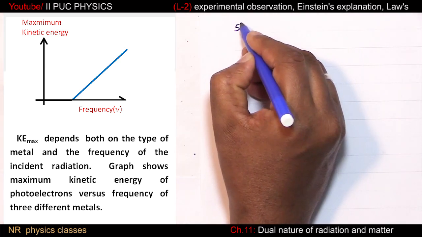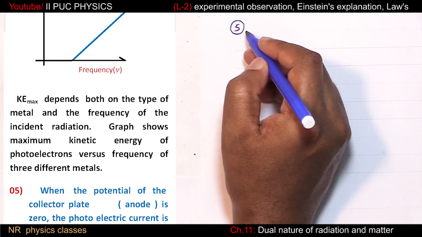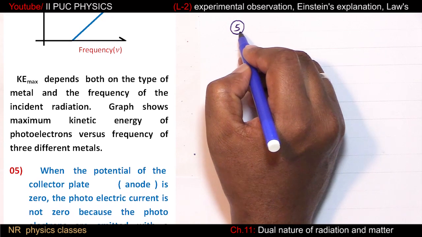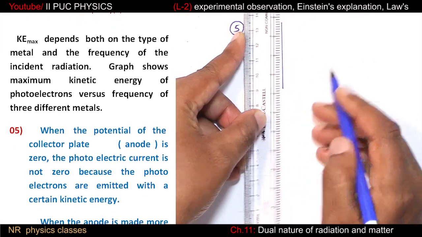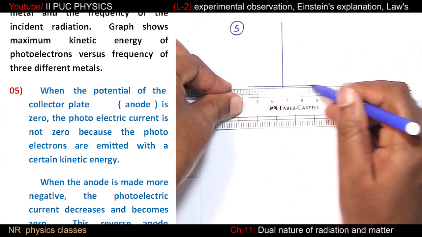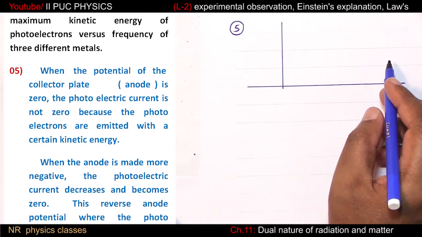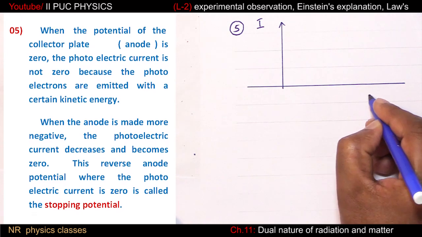Now, fifth point. Students, concentrate on the fifth point. Let us simultaneously plot a graph of photoelectric current versus anode potential.